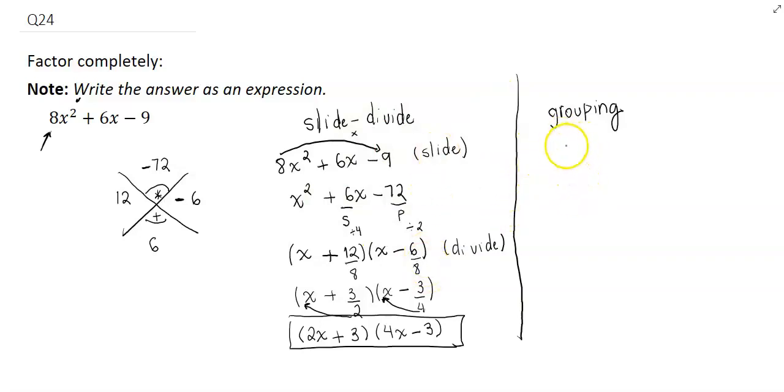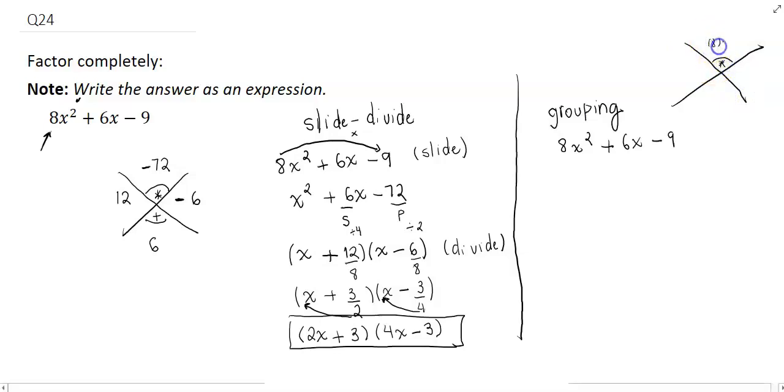Now the grouping method. You start with the original one, 8x squared plus 6x minus 9. But you have to know when the lead coefficient is not 1, your x game has to be done multiplying 8 times negative 9, that is negative 72, and the addition is the middle number, 6. Then you play the same kind of game that you played before. So you have 12 and 6, and this has to be the negative.